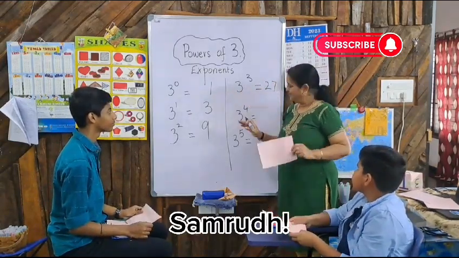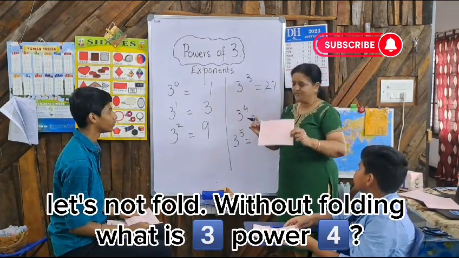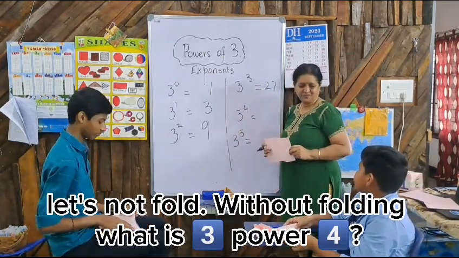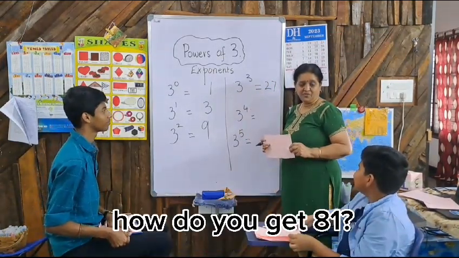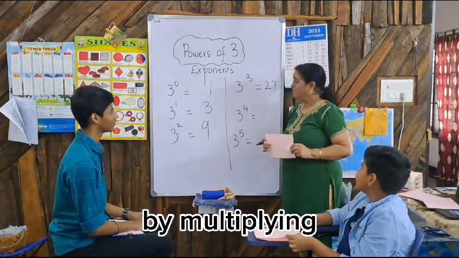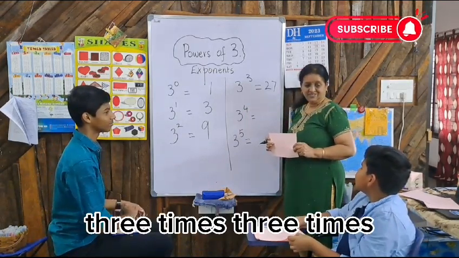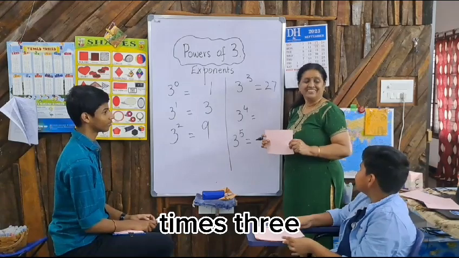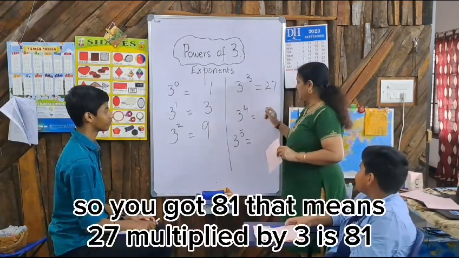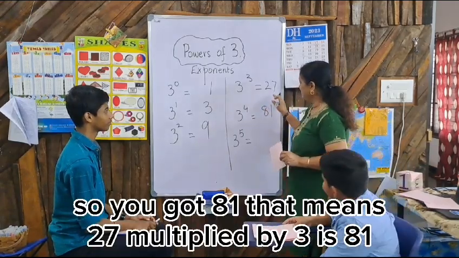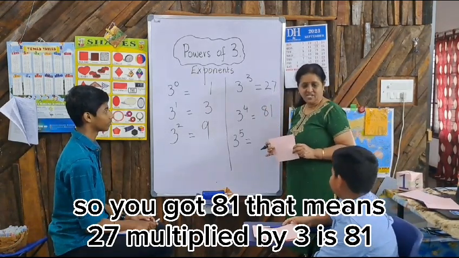Okay, Samrud, without folding, can you tell me what is 3 power 4? 81. How did you get 81? 3 times 3 times 3 times 3, 4 times, correct? So you got 81. That means 27 multiplied by 3 is 81.